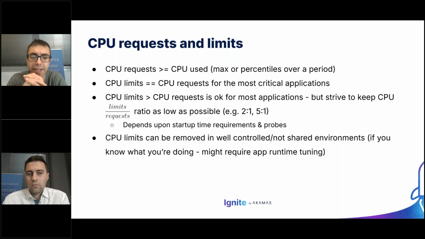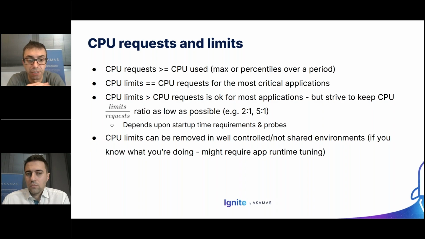CPU limits, as we have seen, are tricky. They are tricky to tune, but actually not using them may cause even more problems. Request equal to limits is something that we recommend for the absolutely most business critical applications. That translates also into guaranteed quality of service in Kubernetes, so that provides the biggest protection for your workloads.